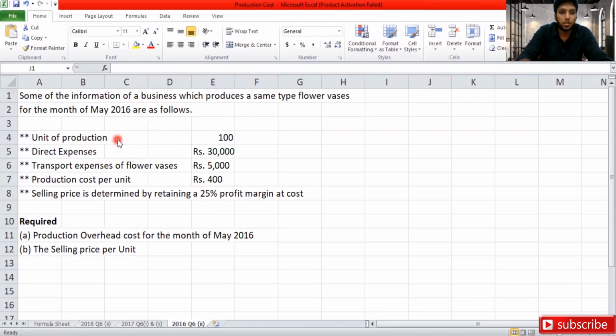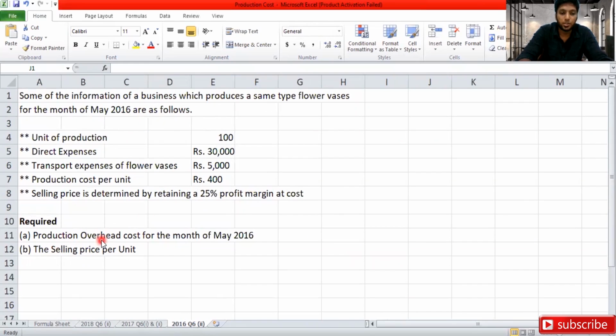Units of production 100. Direct expenses 30,000. Transport expense of flowers 5,000. Production cost per unit 400. Selling price is determined by retaining a 25% profit margin on cost. I hope you remember the formula sheet where we learned how to add a percentage to the cost.